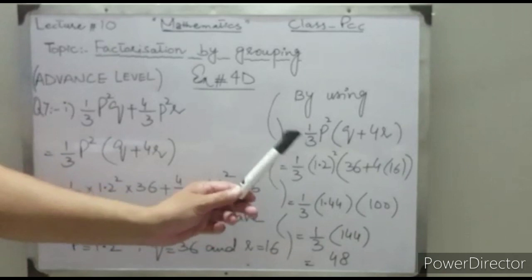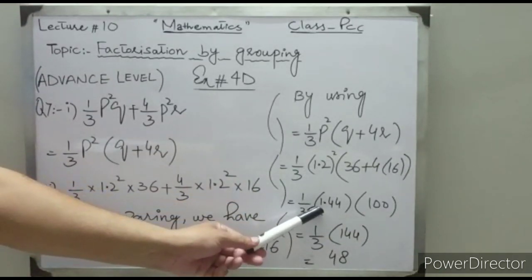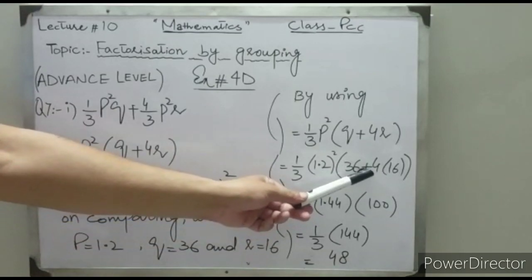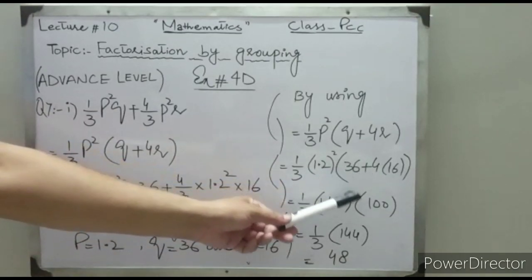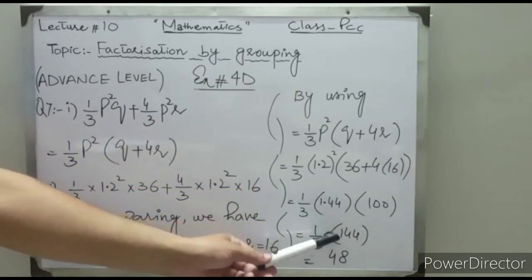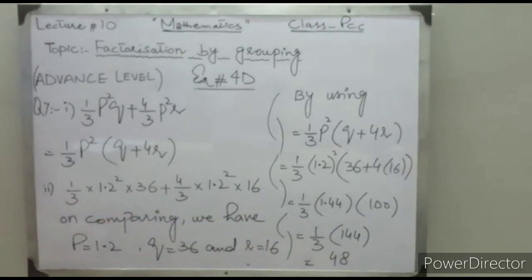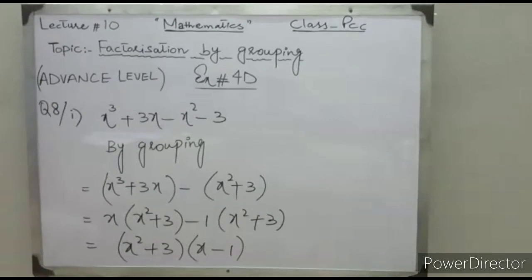Likewise, just simplify. 1.2 square is 1.44. 16 fours are 64, plus 36 will make it 100. Multiply 100 by 1.44, we will get 144. Just divide 144 by 3, we will get the final answer, which is 48.